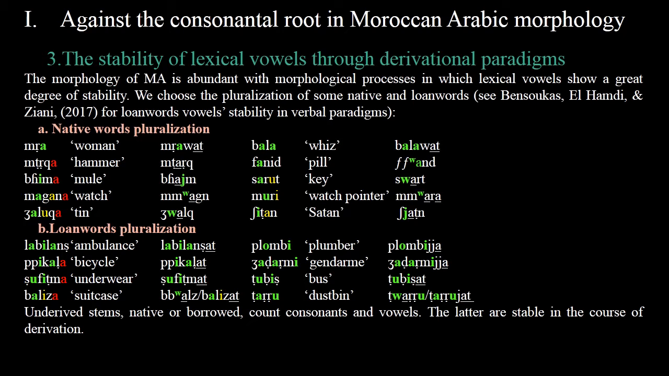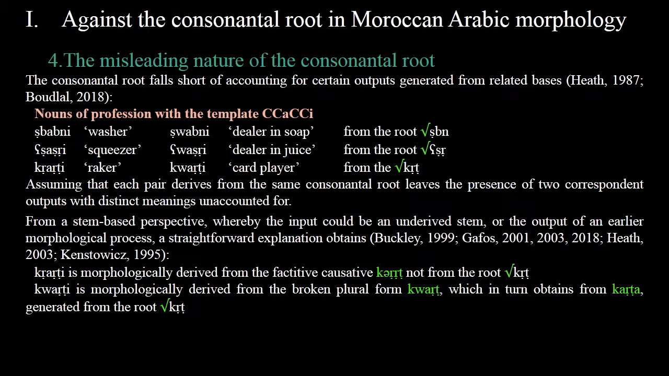What is important to signal is the loss of the overt feminine marker, colored in red, along with the singular vocative in yellow. The set of loan words in B proves that the latter borrowings are fully integrated in Moroccan Arabic, since they pluralize in the same fashion as native words do. So we can safely conclude that underived stems, native or borrowed, count consonants and vowels. The latter are stable in the course of derivation.